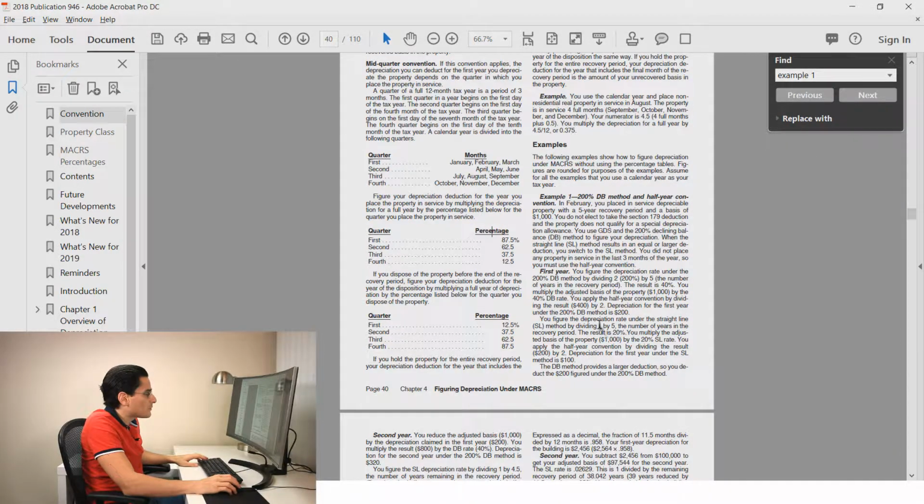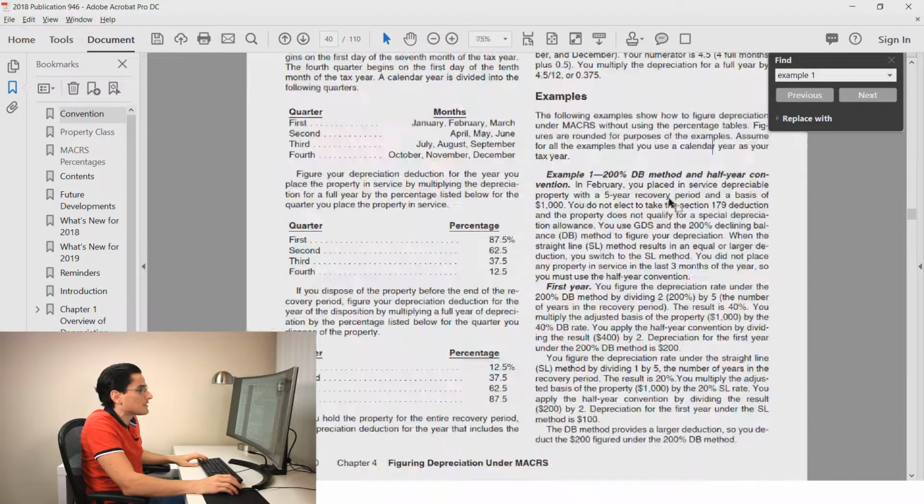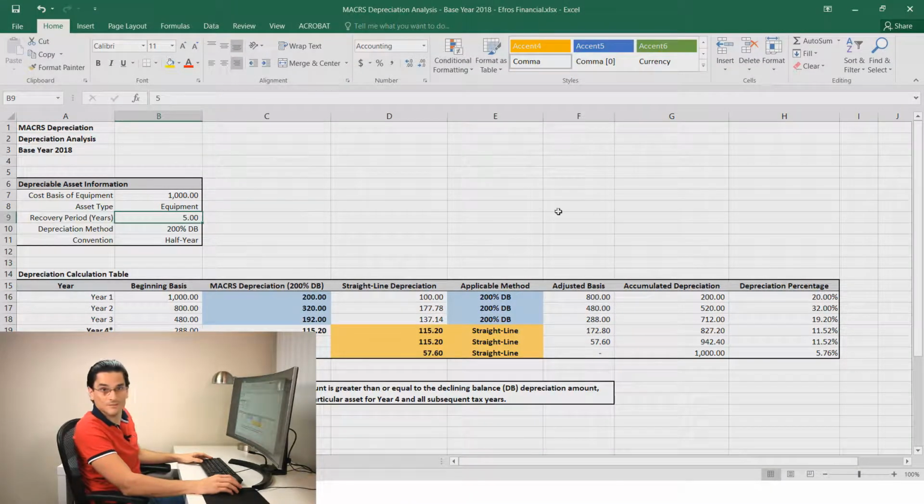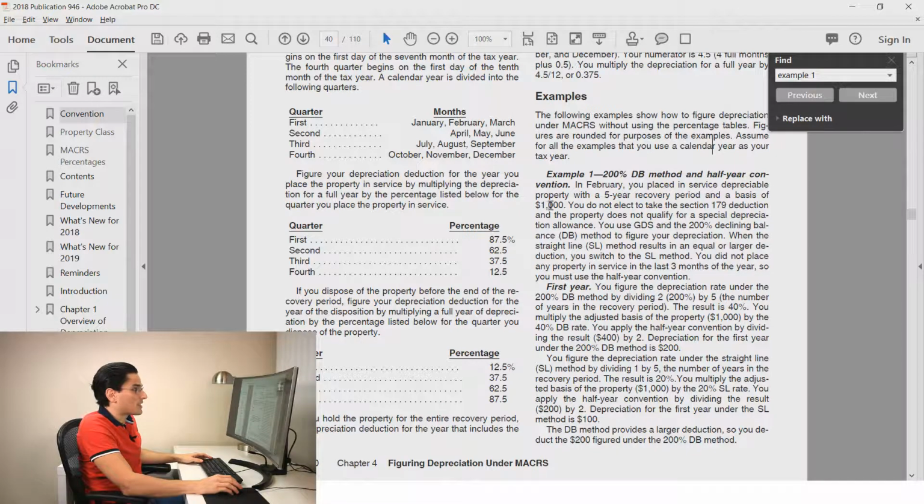All right, so on page 40, you can see that there is a pretty solid example, and it just so happens that it says in February you placed into service depreciable property with a 5-year recovery period, okay, and a basis of $1,000. You do not elect to take Section 179, and the property does not qualify for a special depreciation allowance.